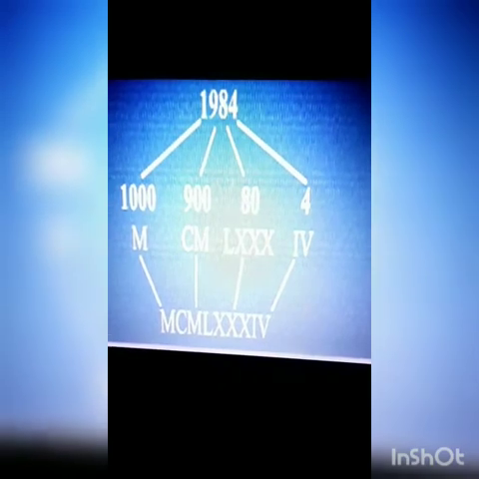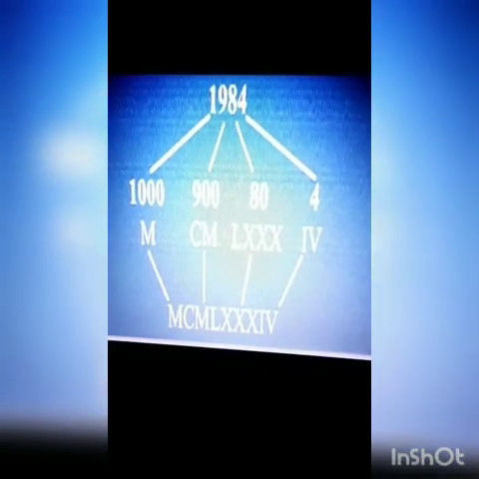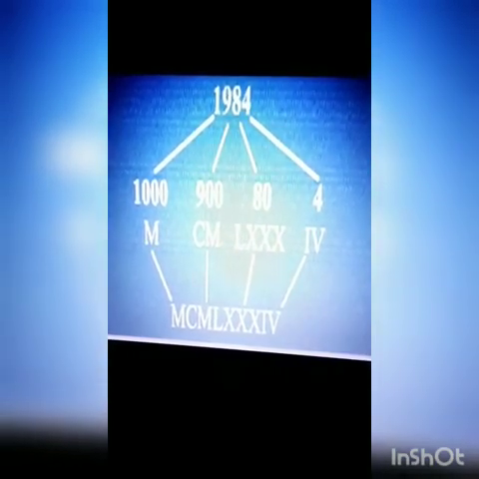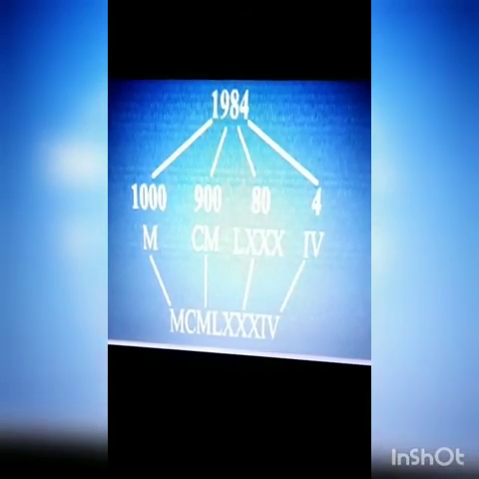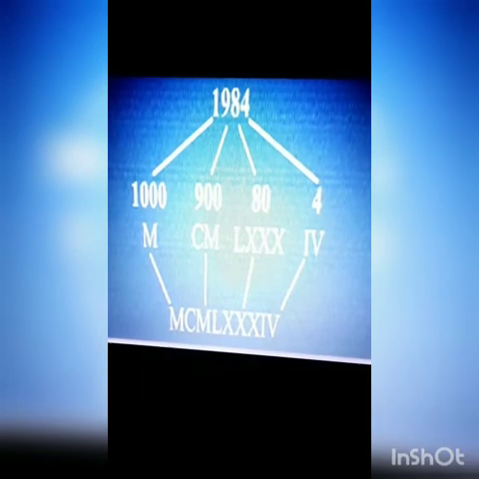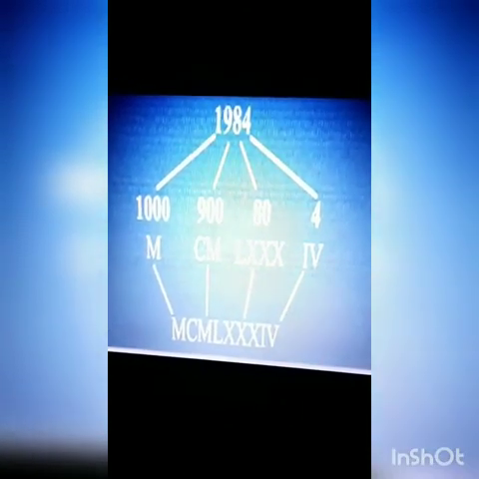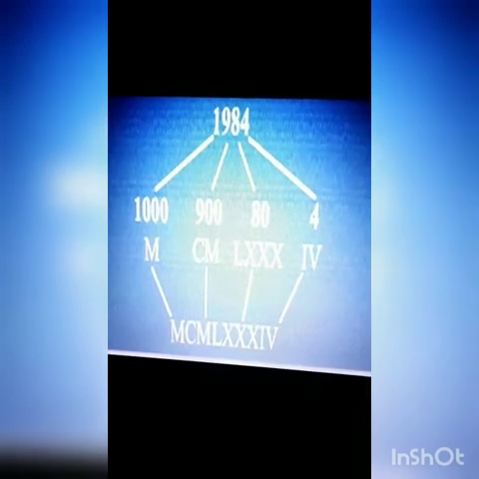We can write 1984. Firstly we'll split 1000 plus 900 plus 80 plus 4. 1000 is M. For 900 we'll write C before M. For subtraction, 80 is L, 3 times X will become 84, IV. Combining the numbers we'll get M, CM, L, triple X, IV.